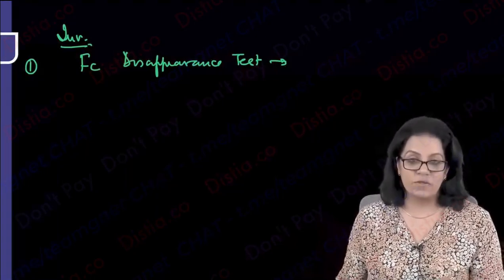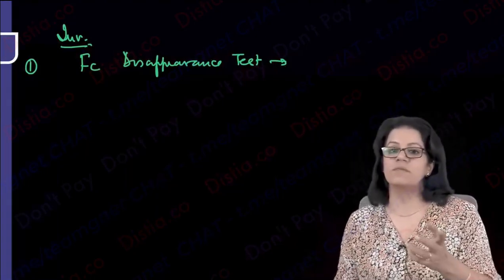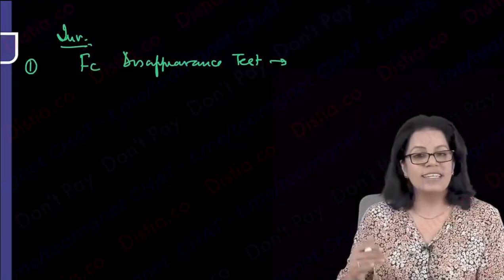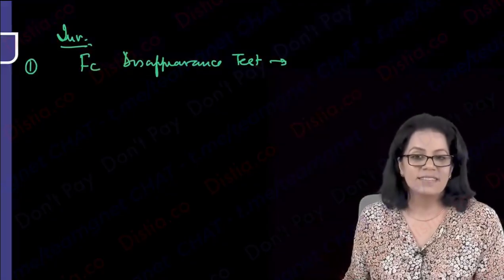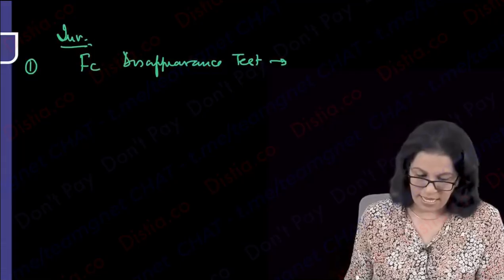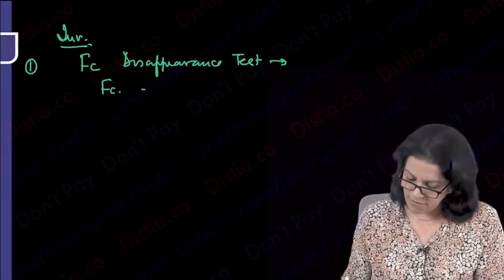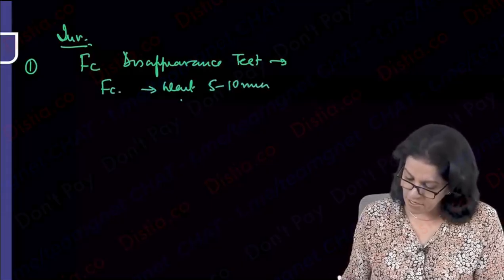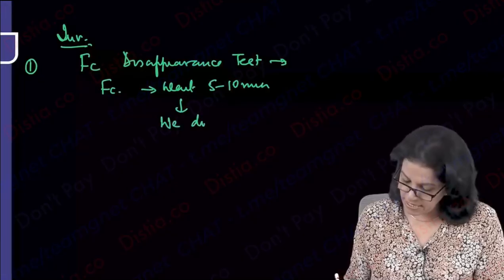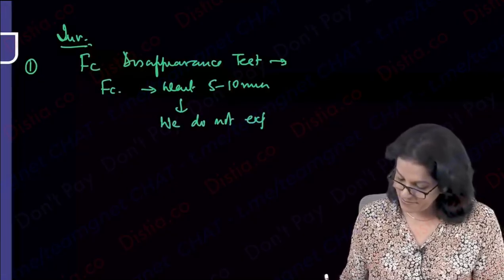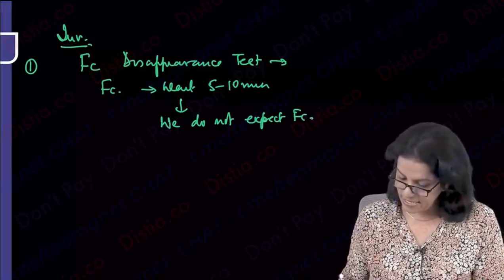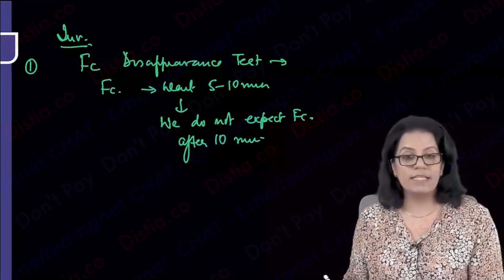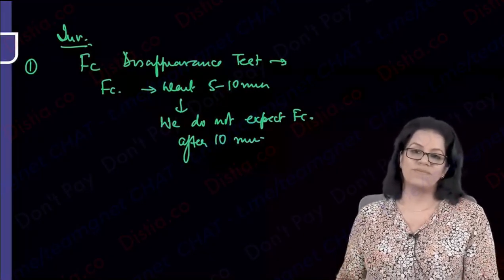So this is what you are trying to see. If there is still fluorescein in the eye, that means there is some problem with the drainage. This is what is called the fluorescein disappearance test. Okay? So what we are saying is that you put the fluorescein and then wait for 5 to 10 minutes, and then we do not expect any fluorescein after 10 minutes. So if this is present, that means there is some drainage problem.